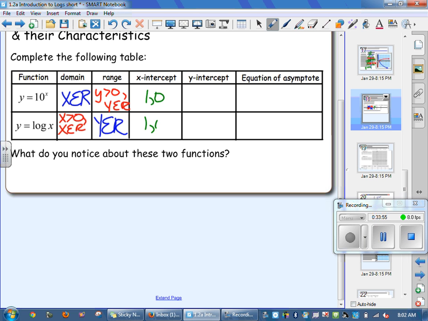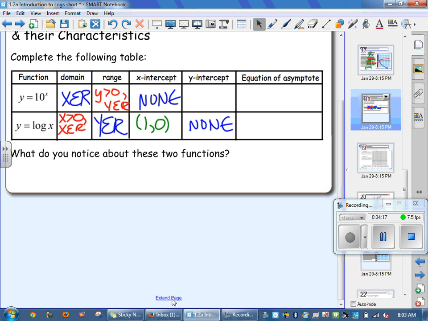Oh, let's get that right again. Okay, x-intercept, we're going to have none for exponential. No y-intercept for a log. It's always (1, 0) for a log, and the y-intercept is always the a value in an exponential.